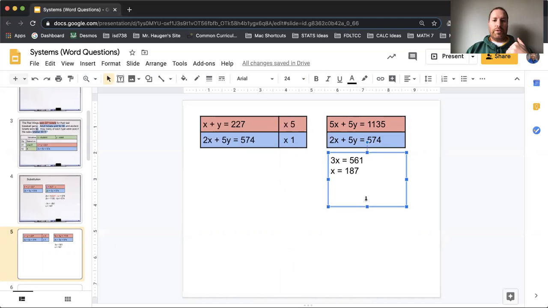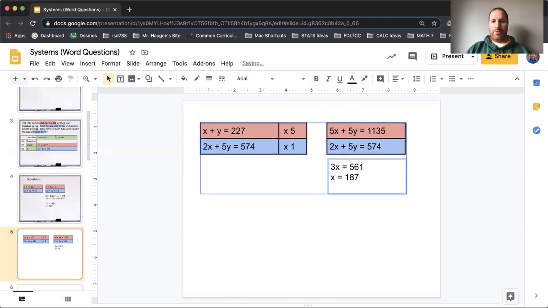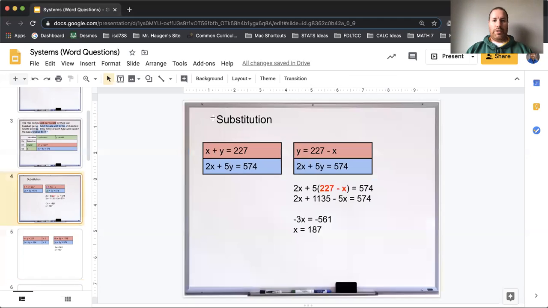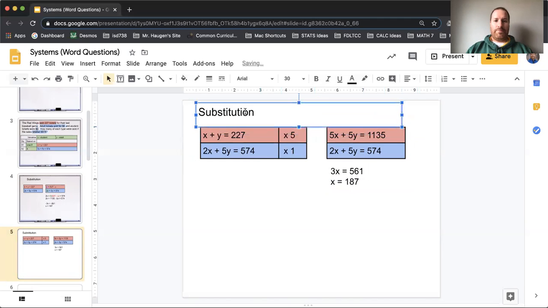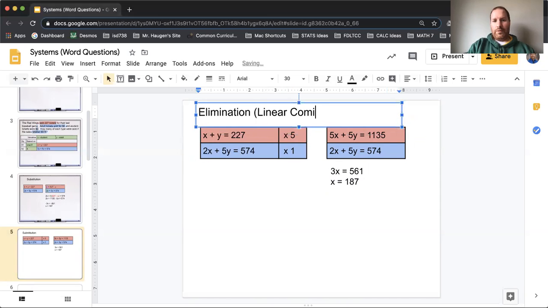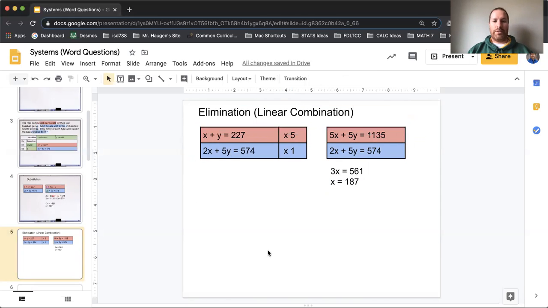So you can use substitution here, right? That's perfectly fine, or not substitution, excuse me. This is elimination, right? So let's grab that, and we'll say that this is elimination. Or linear combination. That's what we called it last week.